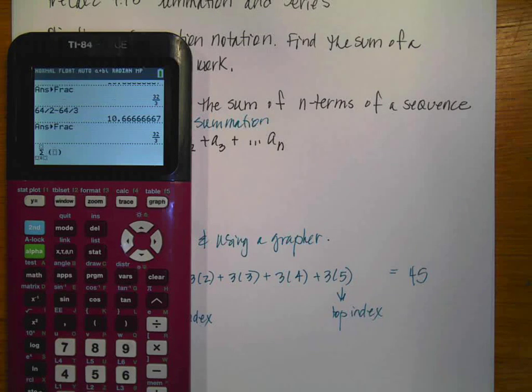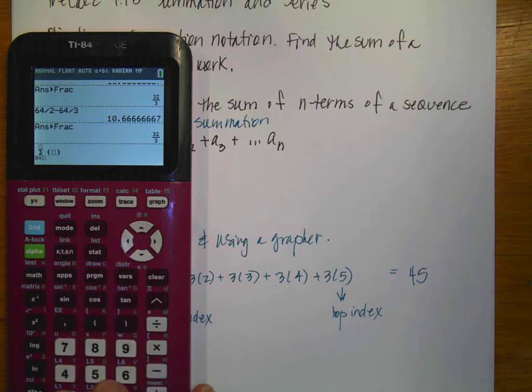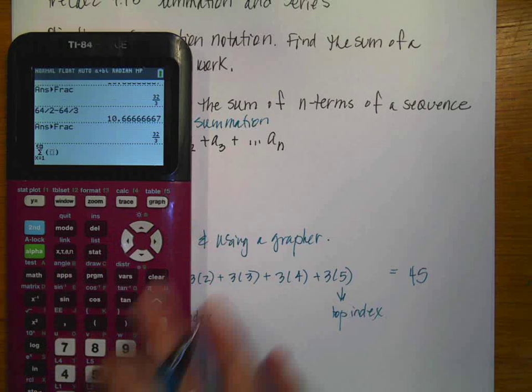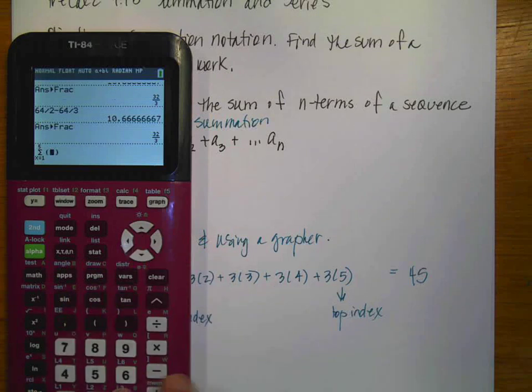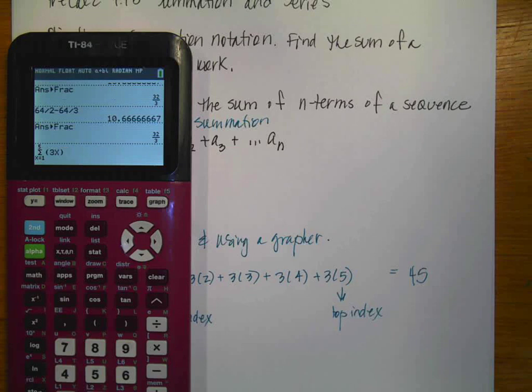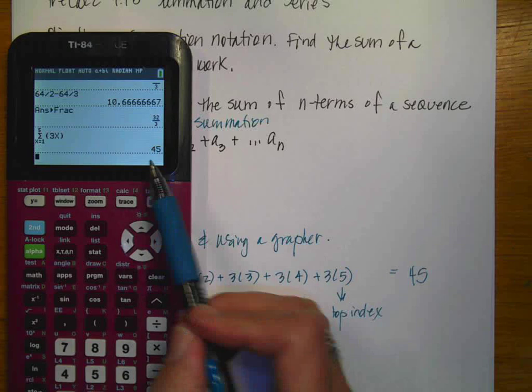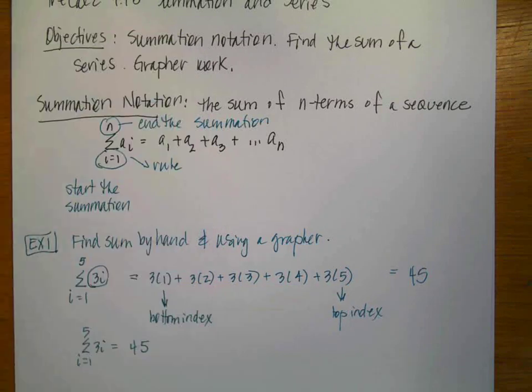All right, so I'm going to hit enter, and notice that it's telling me, so here's my variable, and I started at 1, and I'm going to go to 5, and we had 3x. My calculator is not in sequence mode, so my variables are still x's, and that's okay, it doesn't matter. And then I'm going to hit enter, and notice that there's the 45. So you do have to be able to show the work to do a summation by hand, but you can always check your work in your grapher.